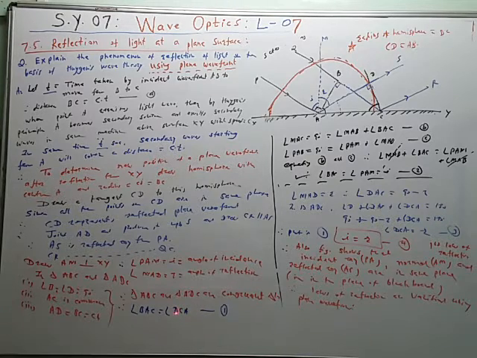So in equation 1, DCA is equal to R and BAC is equal to I. Putting the values of the two angles in equation 1, we get I is equal to R. So this is the first law of reflection. Angle of incidence is always equal to angle of reflection for the phenomenon of reflection of light.